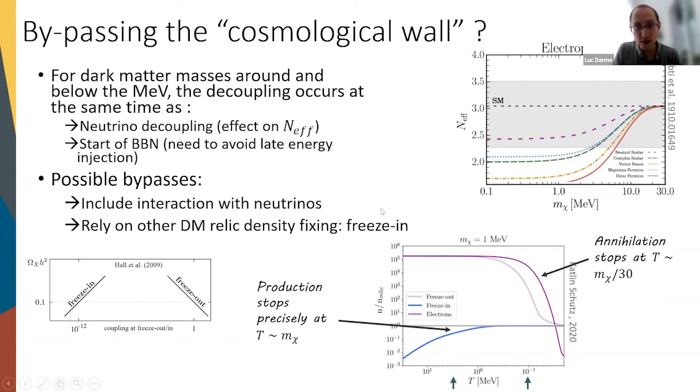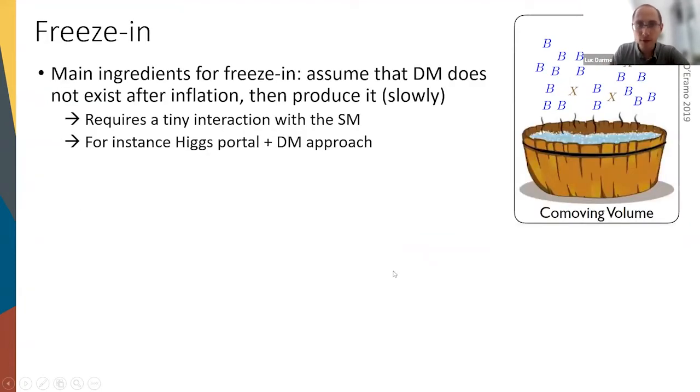What is very interesting, and I'll come back to that in a second, is that in freezing, the production stops at the mass of the dark matter. Meanwhile, with freeze-out, the annihilation stops at something like 1/13 of the mass of the dark matter. That means that it's significantly easier to escape this kind of limit if you're from freezing, because you really decouple your object at just one mass in particular, not at the mass divided by 30. So, okay, let's come back to that a bit. But before, I just want to point out what freezing is.